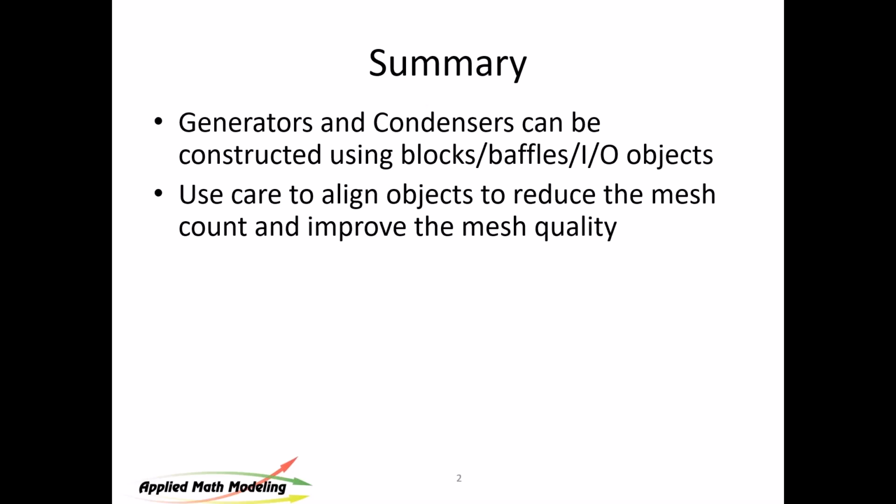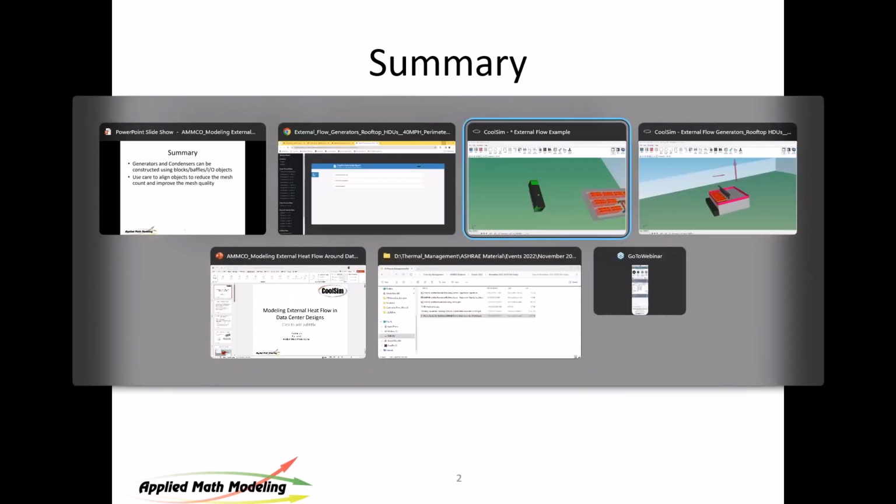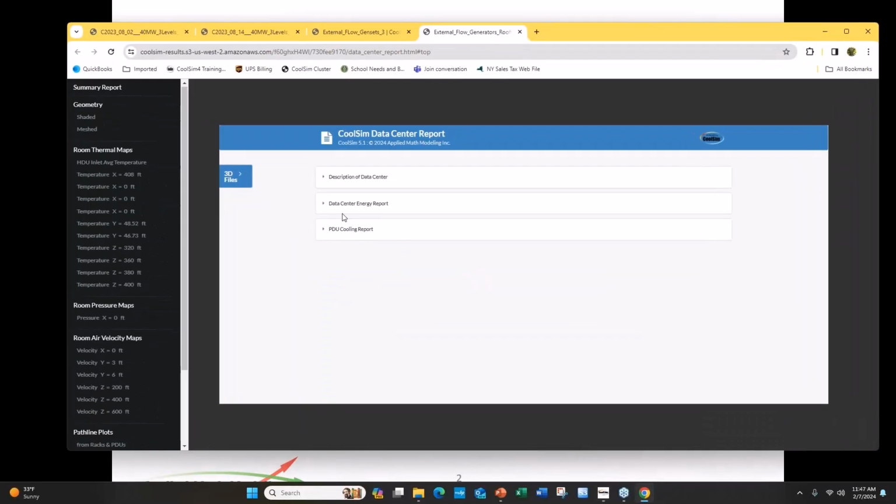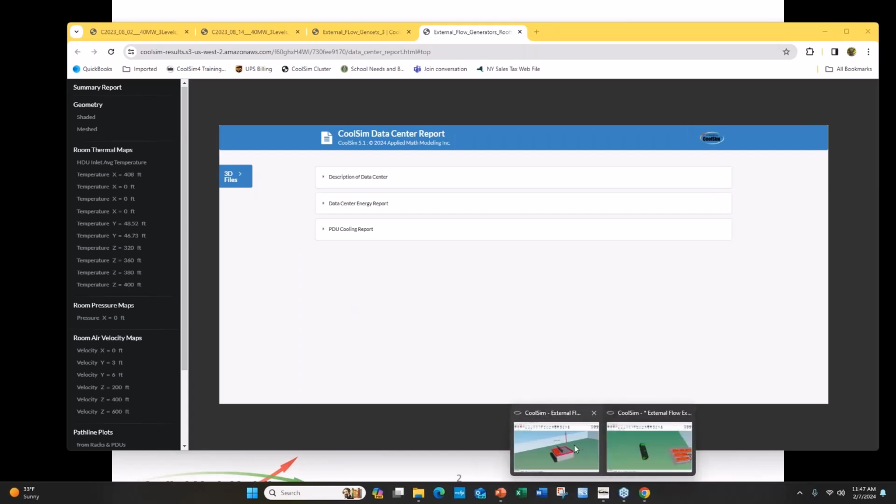You want to be sure that your objects are set up to reduce as much mesh density as possible. You need to align them as perfectly as possible. You would like to, for sure, be able to get your inlets and outlets to match the block size. So let me just take you there again. We're going to pop into CoolSim for a moment. I want to make that point.